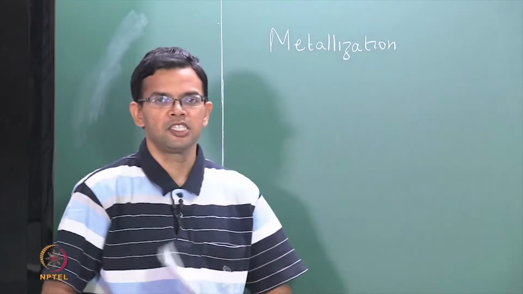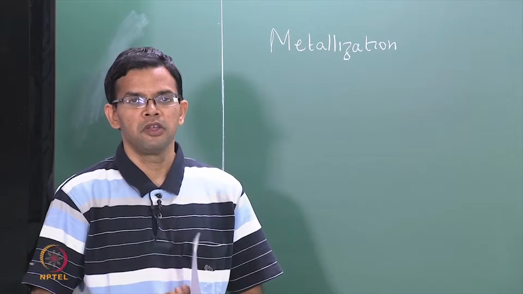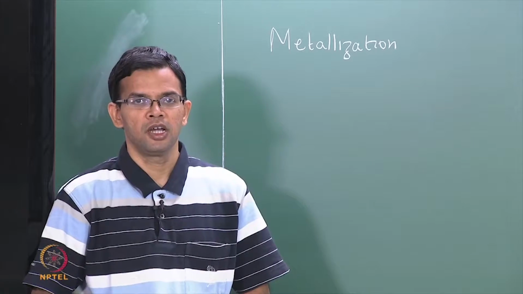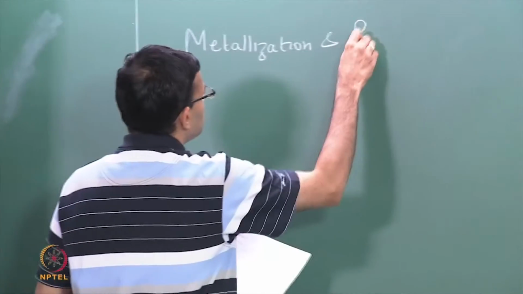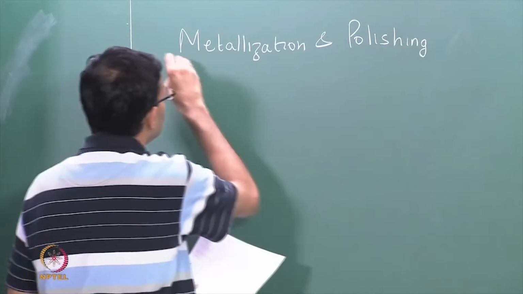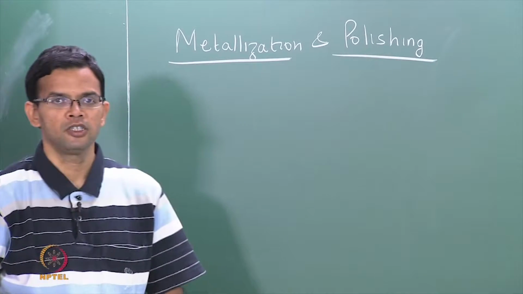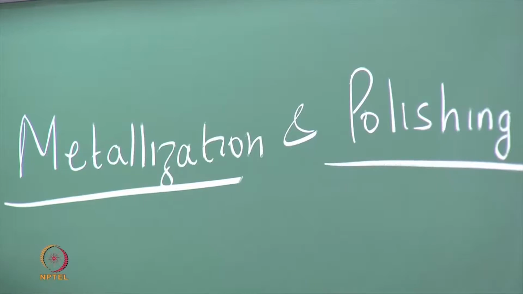Along with metallization, we will also look at polishing, where we remove excess material in order to give a smooth finish and remove surface roughness. So today we are going to focus on two techniques. One is metallization, the other is polishing.